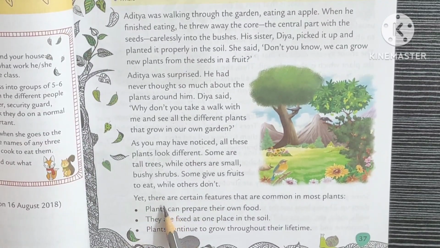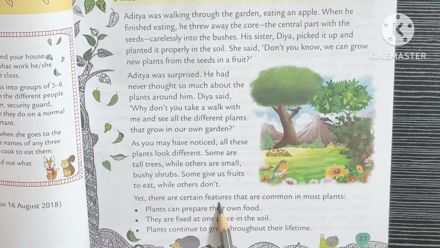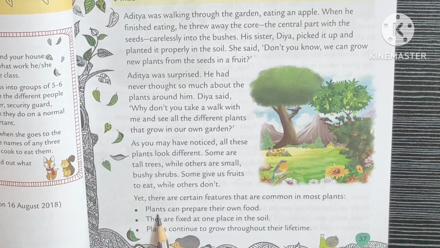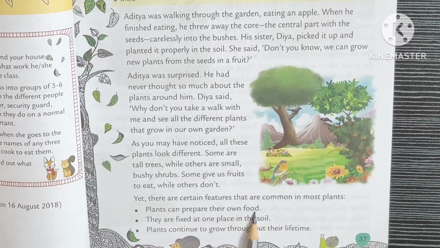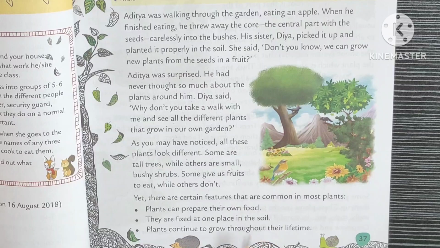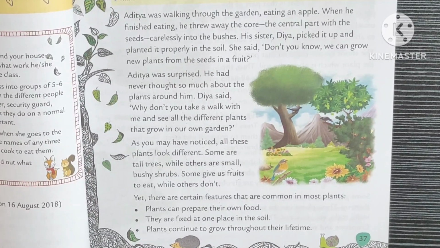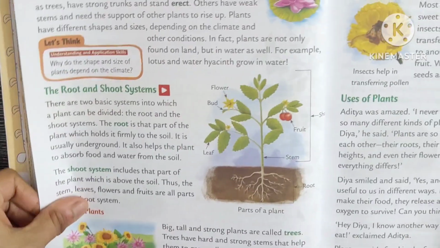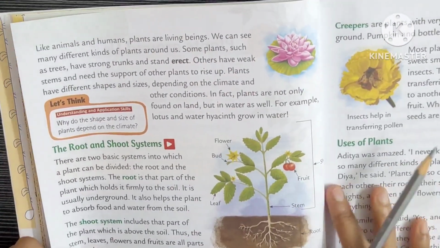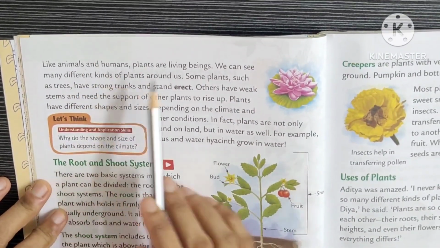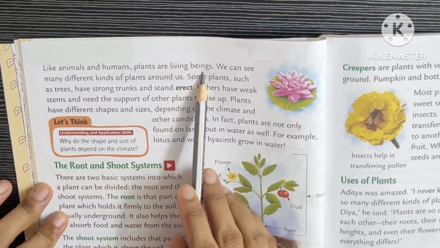Yet, there are certain features that are common in most plants. Plants can prepare their own food. They are fixed at one place in the soil. Plants continue to grow throughout their lifetime. Like animals and humans, plants are living beings.